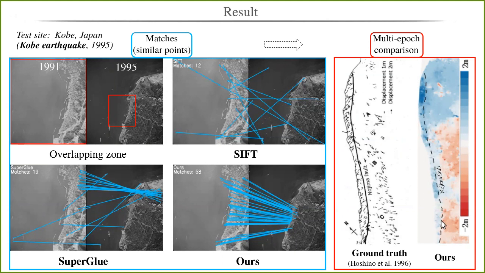and the ground displacement is indicated as colors. Blue means upward and red means downward. As can be seen, our method recovered the same signal as ground truth, which is upward on the left side and downward on the right side.